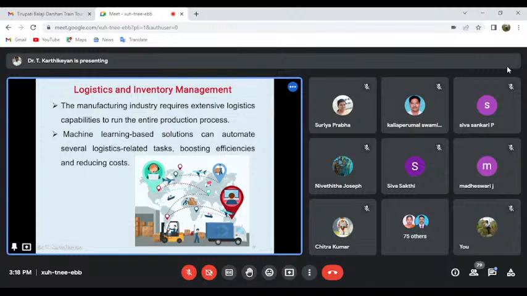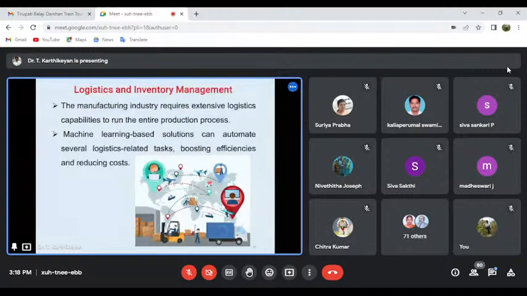So logistics, we can see in the diagram, without any system, without any machine learning, manually controlling is highly complicated. So nowadays, the machine can be monitored, and the machine will monitor the process of flowing the goods from one place to another place. This is one of the important things.